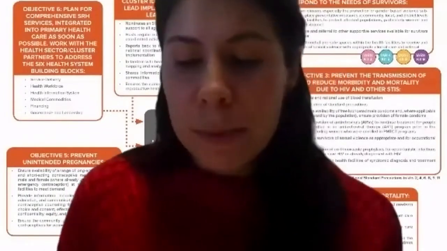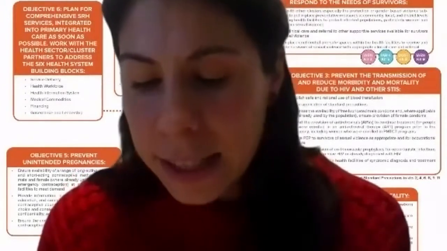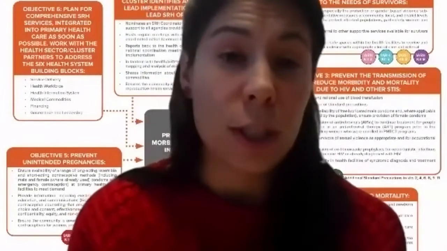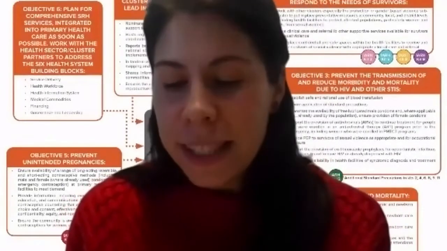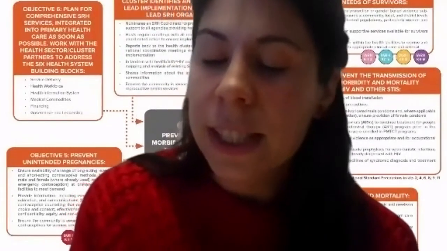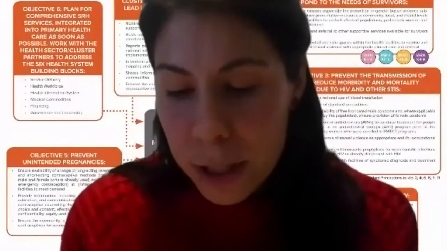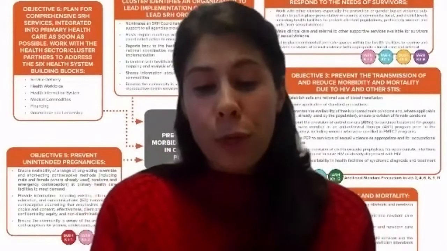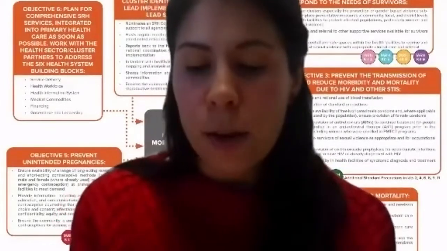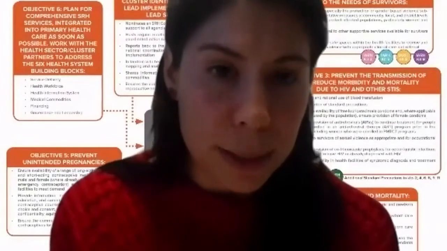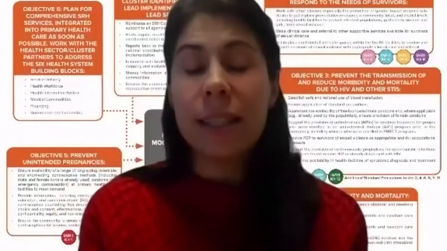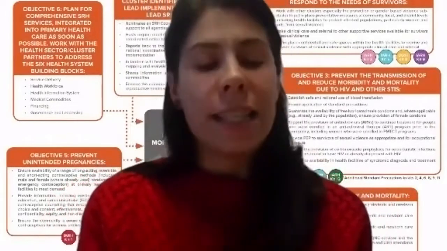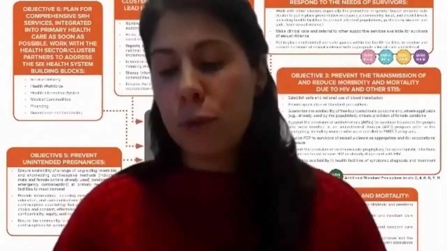So again, which are these priority actions? The MISP highlights 6 specific activities. The first one is coordinating the MISP activities, which is a huge work in itself. Second, preventing and responding to sexual violence and addressing the needs of survivors. Third, reducing transmission, morbidity, and mortality caused by HIV and other STIs. The 4th objective would be to reduce excess maternal and neonatal mortality and morbidity. The 5th one is preventing unwanted pregnancies. The 6th, but not the least, is planning the integration of comprehensive SRH services into primary care services as soon as possible.